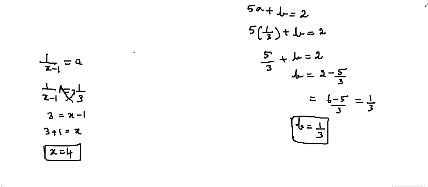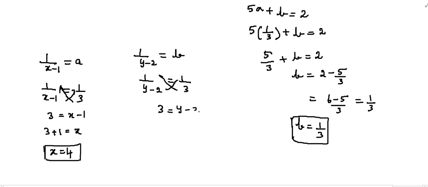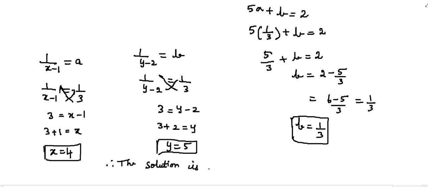And then what I have taken as 1 by y minus 2 is equal to b. What is the value of b we have found? 1 by 3. When I cross multiply like this, 3 is equal to y minus 2. 3 plus 2 is equal to y. y is equal to 5. Therefore, the solution is x is equal to 4, y is equal to 5. Thank you, children.